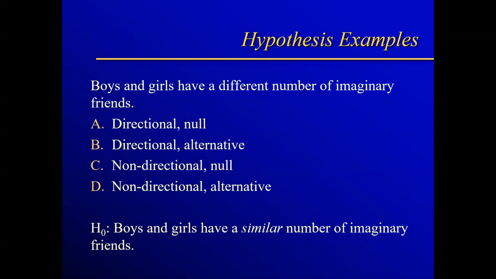So what would the null be? We say that boys and girls differ. The null is no, they don't differ. So boys and girls have a similar number of imaginary friends.